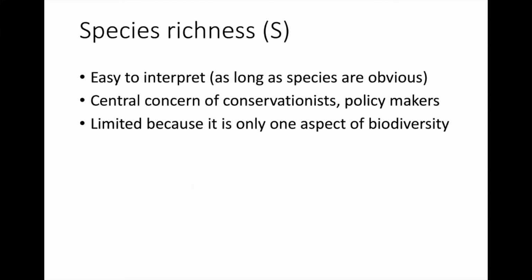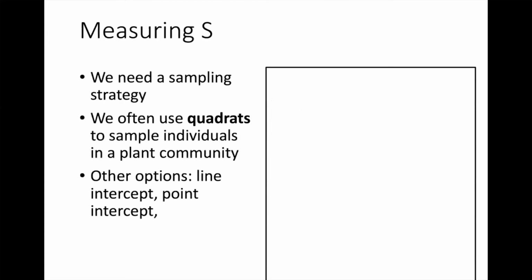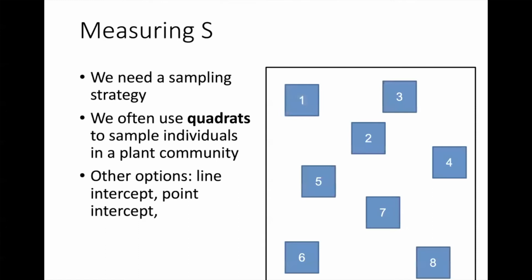But let's think about it for a moment. Let's say that you need to measure species richness in an area because you've got to communicate that information to a policymaker. Well, to measure species richness, we need a sampling strategy. And one of the common ways is to use quadrats.